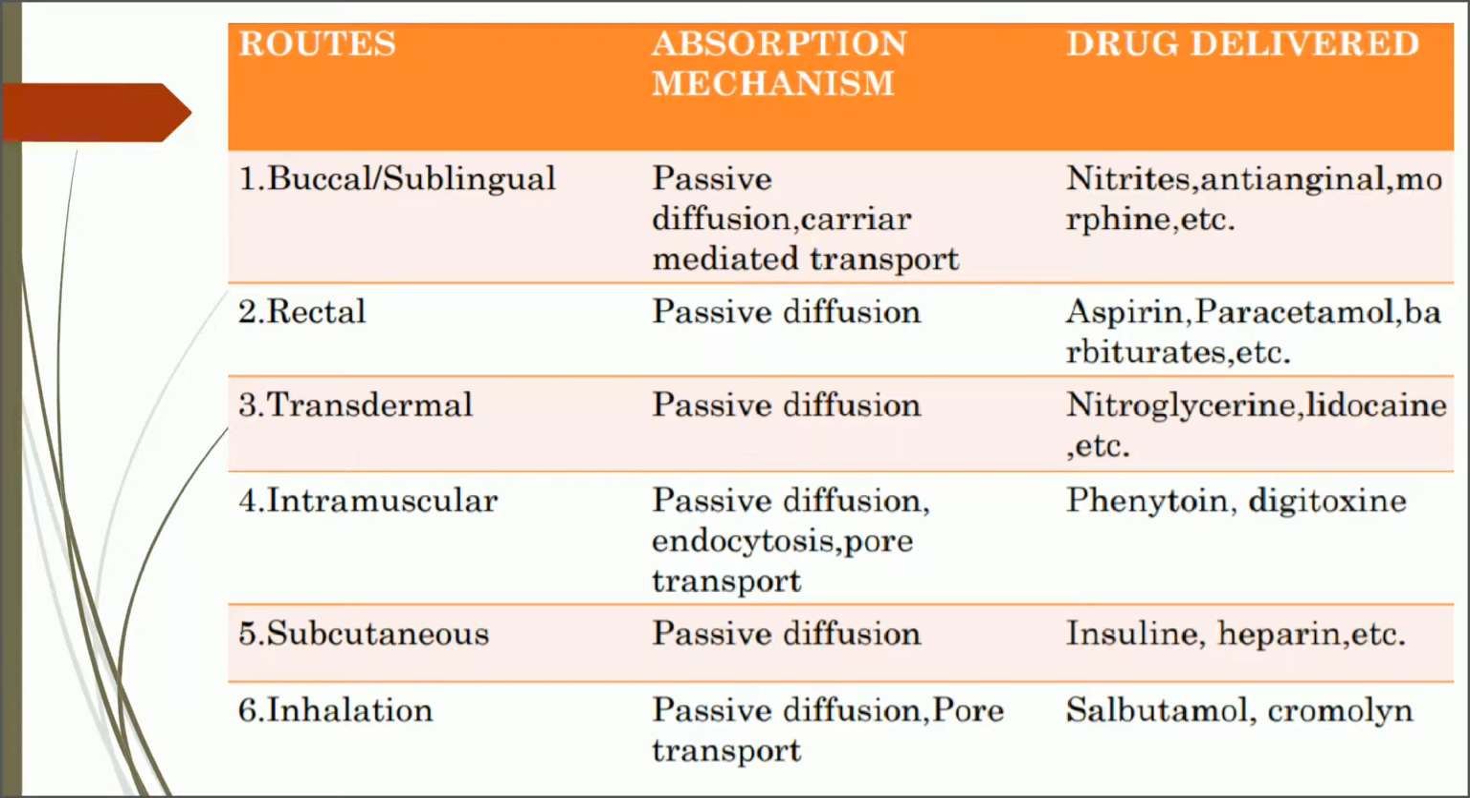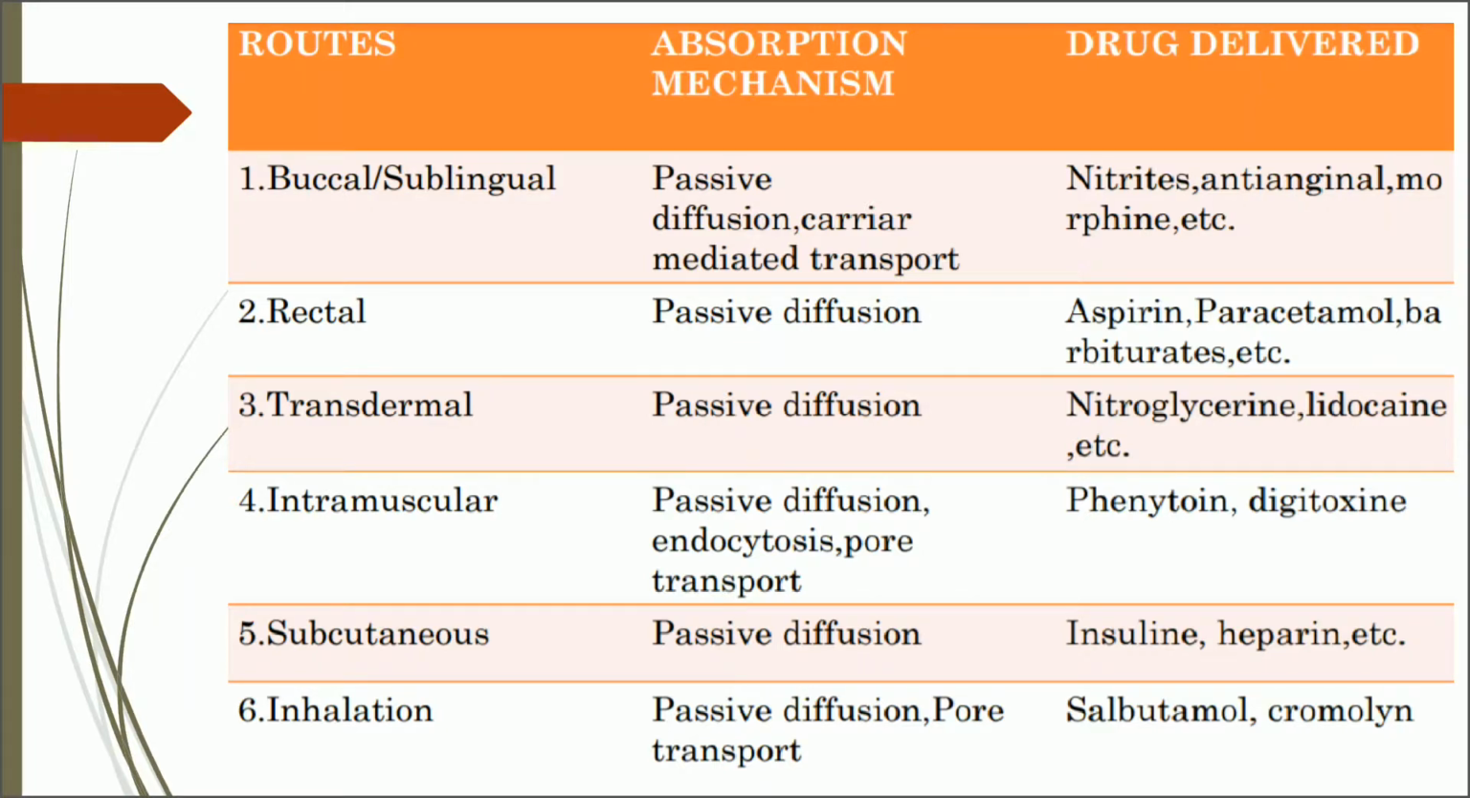So in case of buccal and sublingual route, the absorption mechanism is mainly passive diffusion and carrier mediated transport. Various nitrites, anti-anginal drugs and morphine are delivered by these particular routes. The second route is the rectal route of drug administration. The drug absorption mechanism is passive diffusion. Aspirin, paracetamol and barbiturates are delivered via the rectal route.